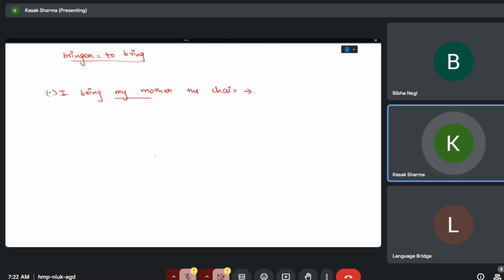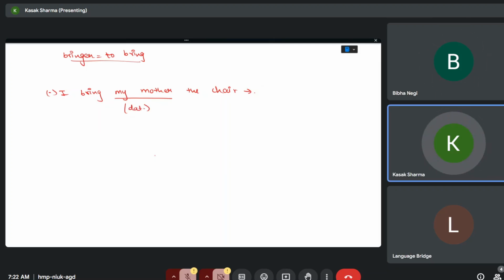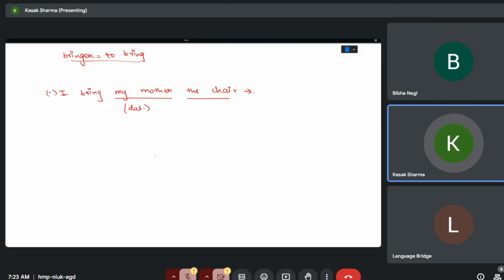My mother is a person, so which case will I give to my mother? Person dative. Dative. And for this, the chair, der Stuhl. Which case will I give to the chair?